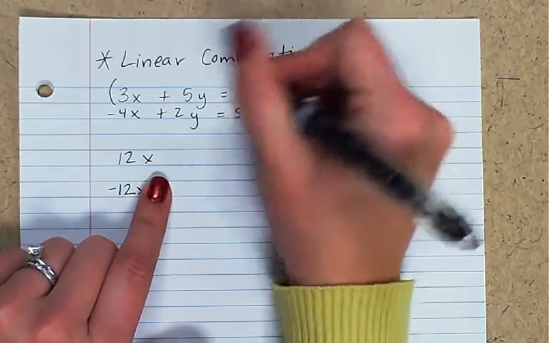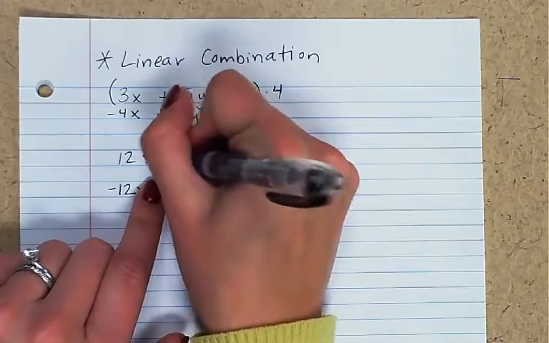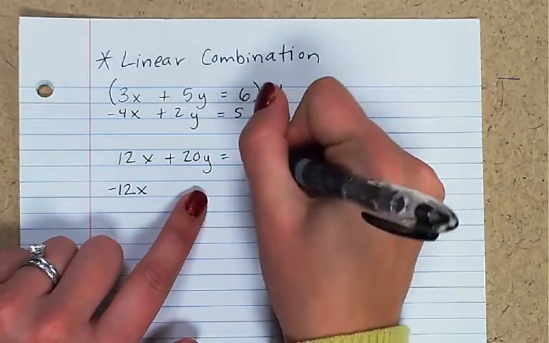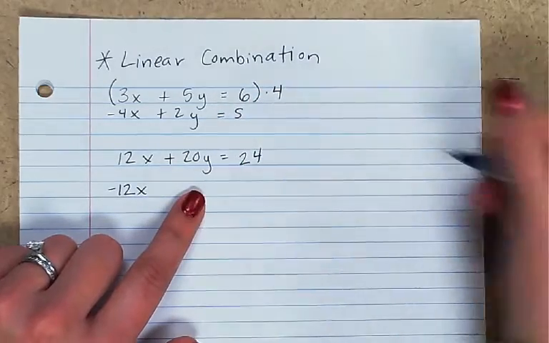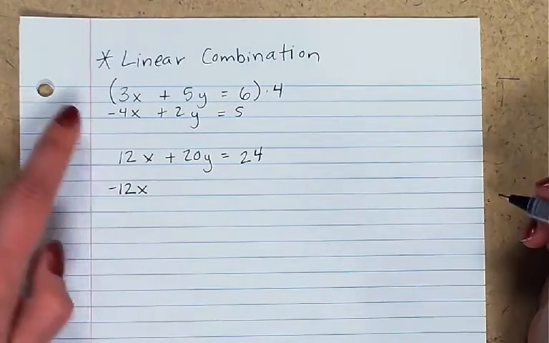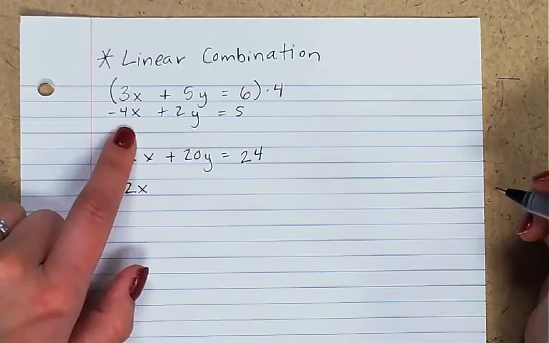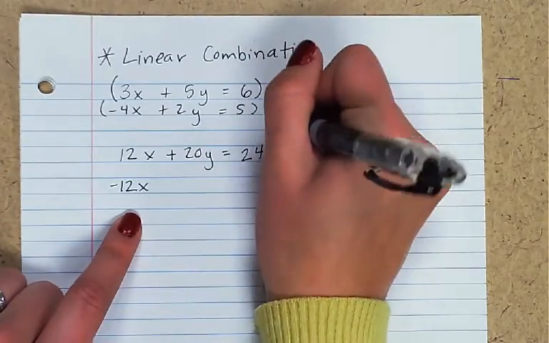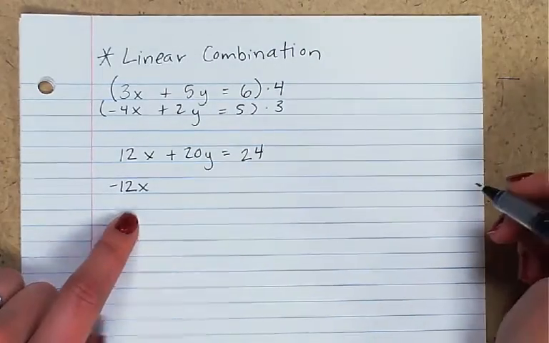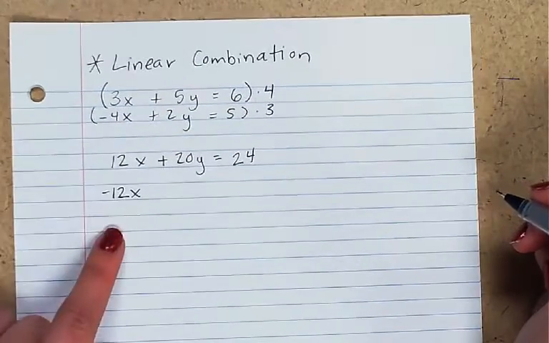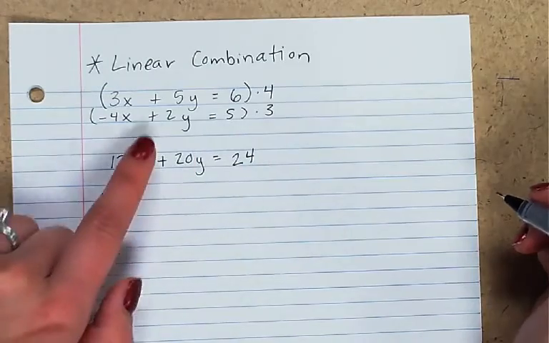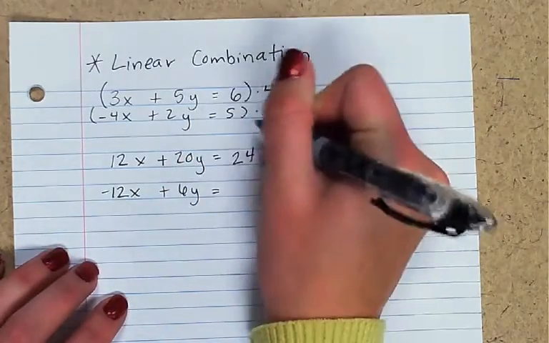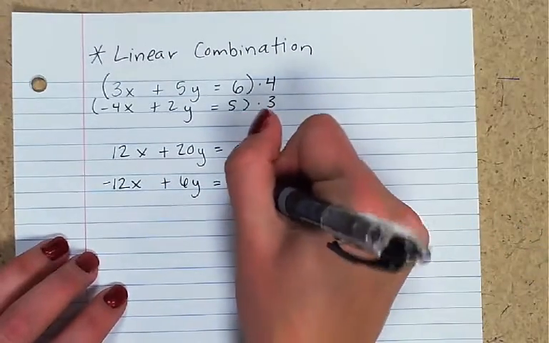So I already have the 12x. 4 times positive 5y is positive 20y, and then 6 times 4 is 24. Okay, so now the second equation. What would I multiply negative 4x by to get negative 12x? It's already negative, so we just need to multiply everything by 3. 3 times negative 4x is negative 12x. 3 times 2y is positive 6y. And last, 3 times 5 is 15.